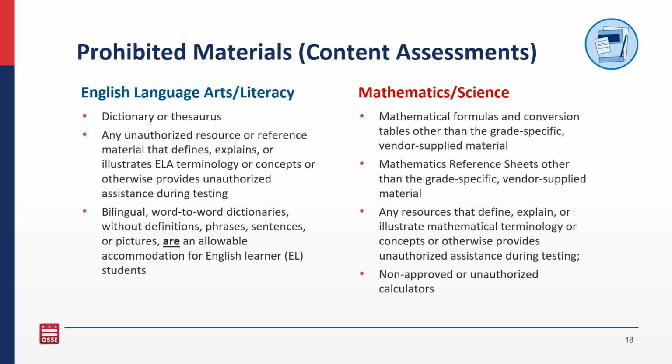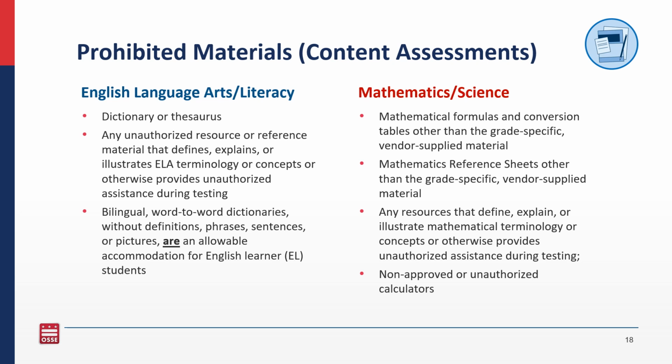This slide lists prohibited materials for statewide content assessments, which include PARCC, DC Science, MSAA, and DLM. For English Language Arts and Literacy assessments, the following materials are prohibited in the testing environment: dictionary or thesaurus, any unauthorized resource or reference material that defines, explains, or illustrates ELA terminology or concepts, or otherwise provides unauthorized assistance during testing. Bilingual word-to-word dictionaries without definitions, phrases, sentences, or pictures are an allowable accommodation for English learner (EL) students.